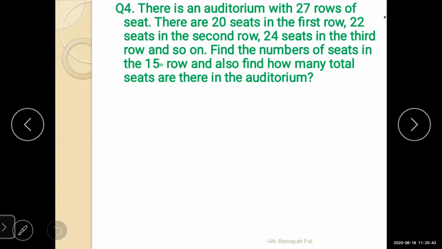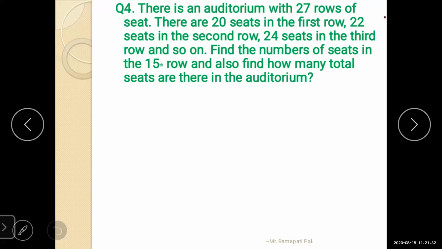Fourth question. There is an auditorium with 27 rows of seats. There are 20 seats in the first row, 22 seats in the second row, 24 seats in the third row, and so on. So what do we have to find? We have to find the number of seats in the 15th row and also find how many total seats are there in that auditorium. Correct?